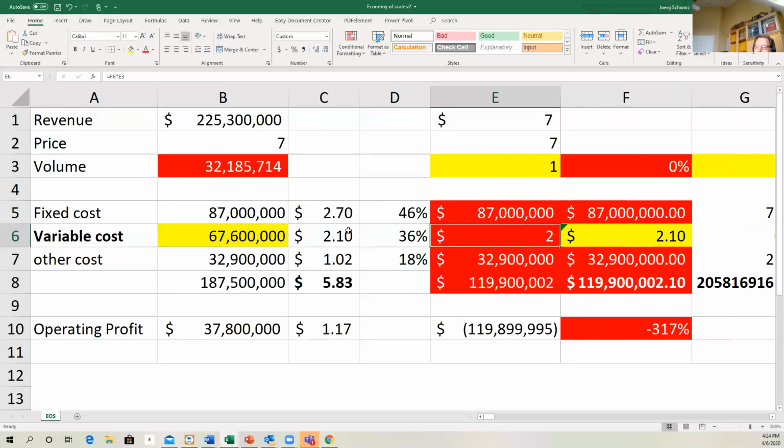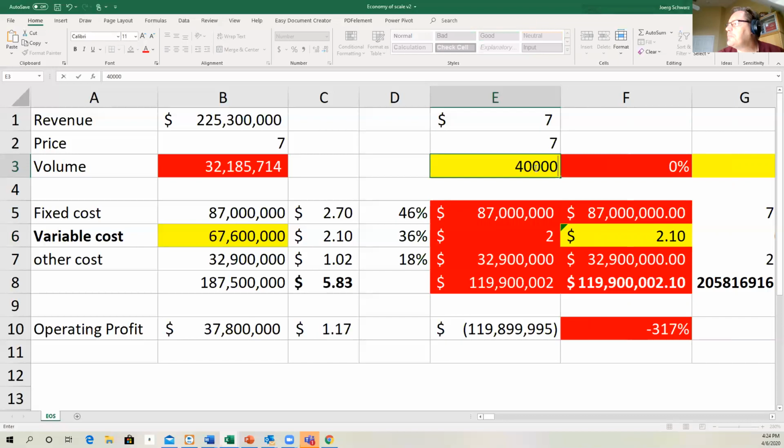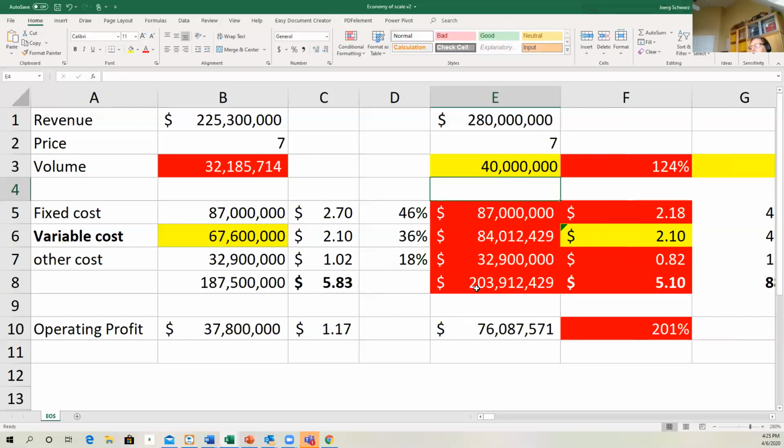So your goal is not to reduce your variable cost. If you're worried about your variable cost, you simply don't understand how the numbers work. That's what I wanted to say. So don't worry about your variable cost going up. The variable cost is fixed per unit.